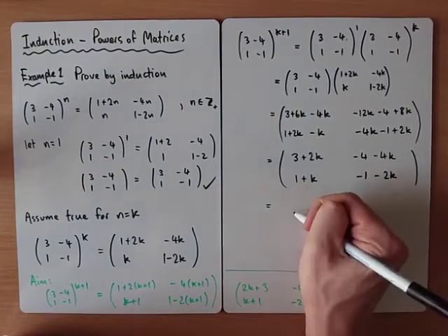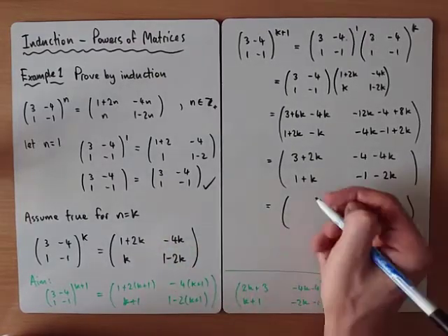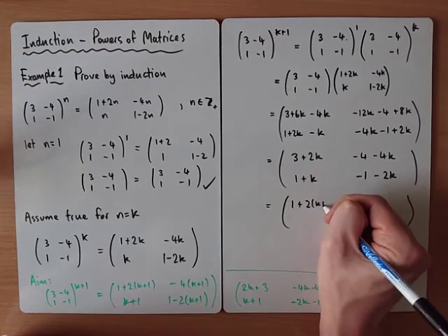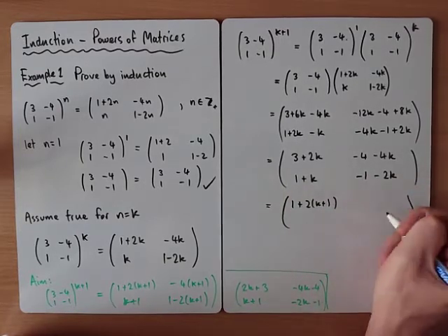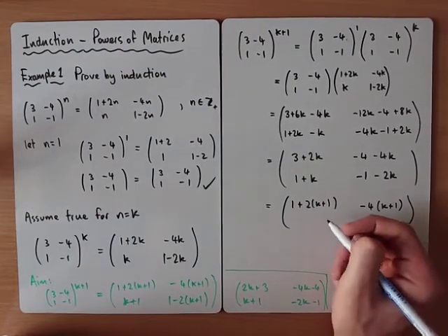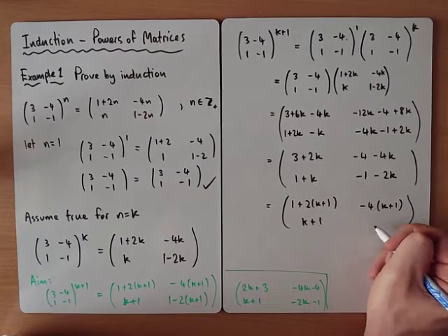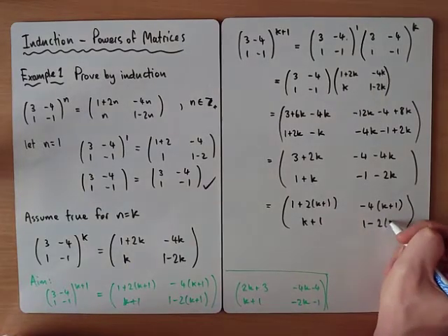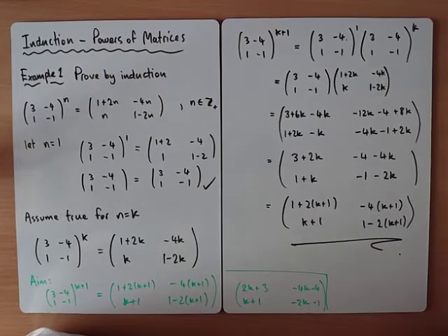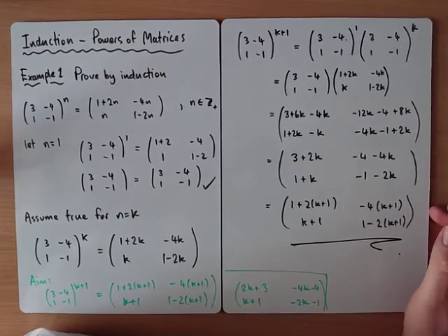Because just to justify that we've got this answer, if we write it in terms of k plus 1, that would be 1 plus 2 lots of k plus 1, minus 4 lots of k plus 1, and 1 minus 2 lots of k plus 1. Okay, and then write the same sentence that we wrote in the previous videos. I'm not going to write it out again.